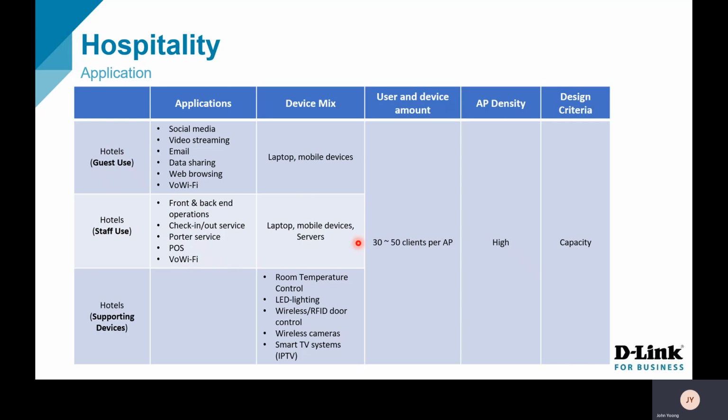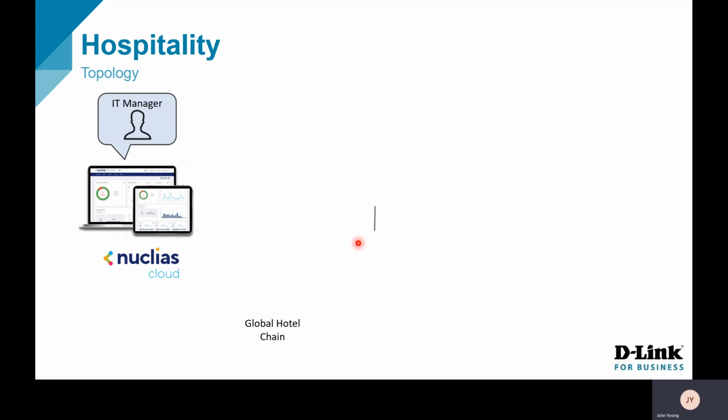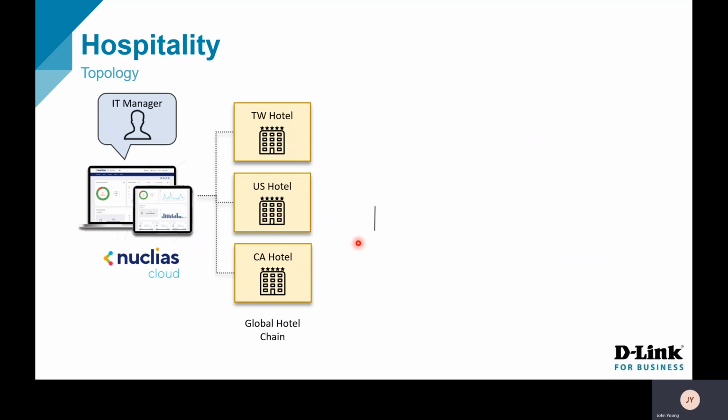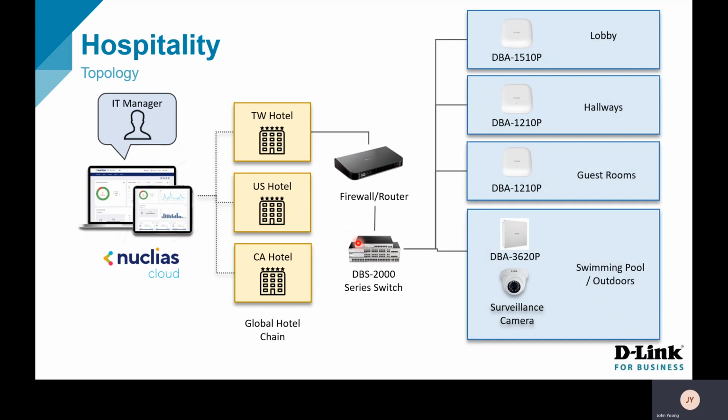and those TV systems. So the topology under the hotel: the IT administrator, using the Nuclias Cloud portal, is able to see all the organizations, the different hotels in different locations, and will be able to manage the individual devices behind. So we have a firewall, we have a core switch, followed by all the edge switches. For the edge switch, we have the DBS-2000 to PoE all the APs, all the DBA series, and even the camera itself.